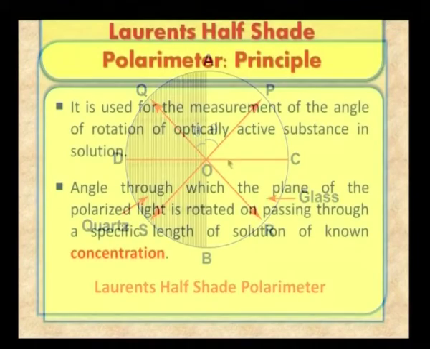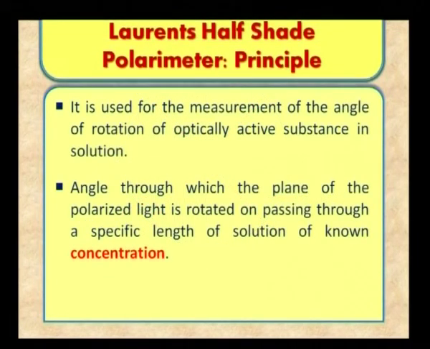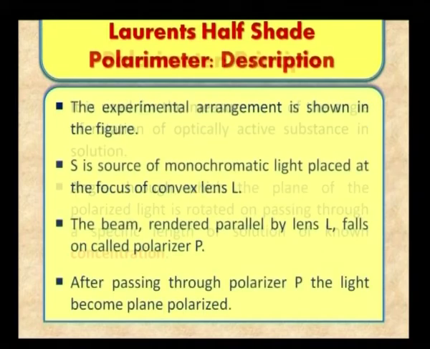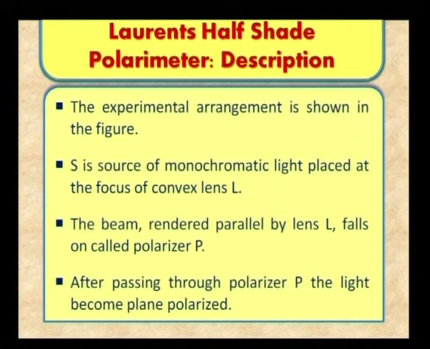So, it is used to measure the angle of rotation of optically active substance in the solution. Angle through which the plane of the polarized light is rotated on passing through a specific length of solution of known concentration. The concentration is C and L is the length, and then you make use of the formula that I showed earlier to get the capital alpha.